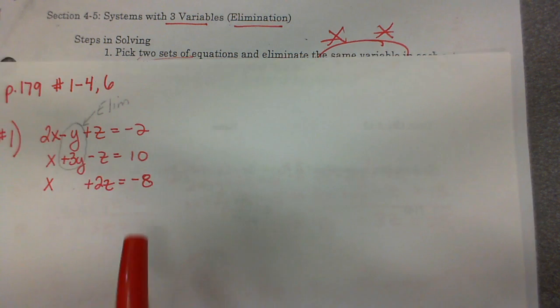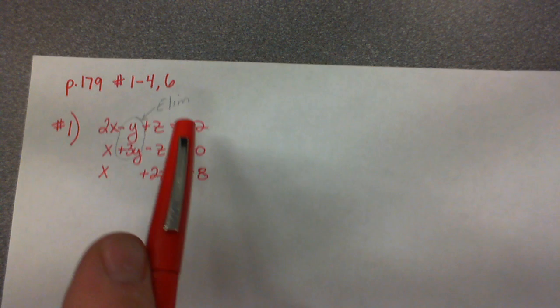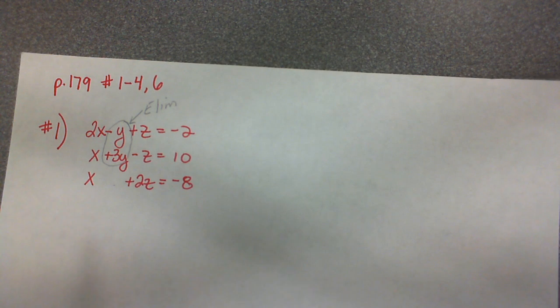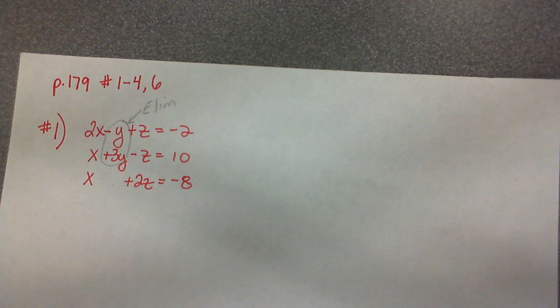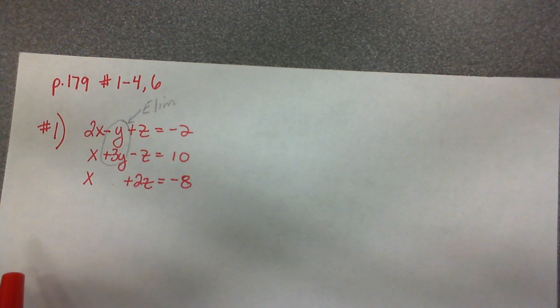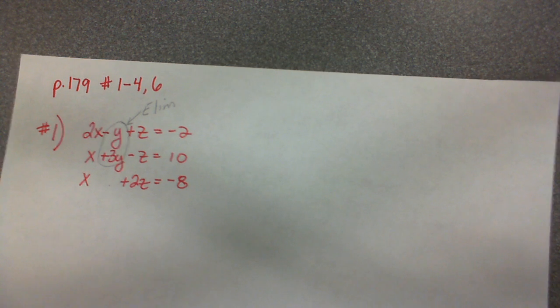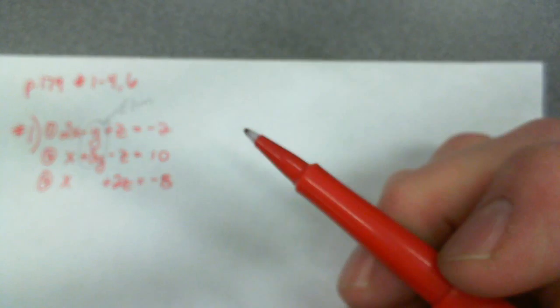Now, what you need to do is fight the temptation of getting rid of the z here. It looks like the z is the easiest thing to get rid of because they're just going to cancel. But the problem with that is if we eliminate the z, the answer from these two will have x and y. And then this equation will have x and z, and we still have all three variables, and we don't want that. So let's go ahead and number these.